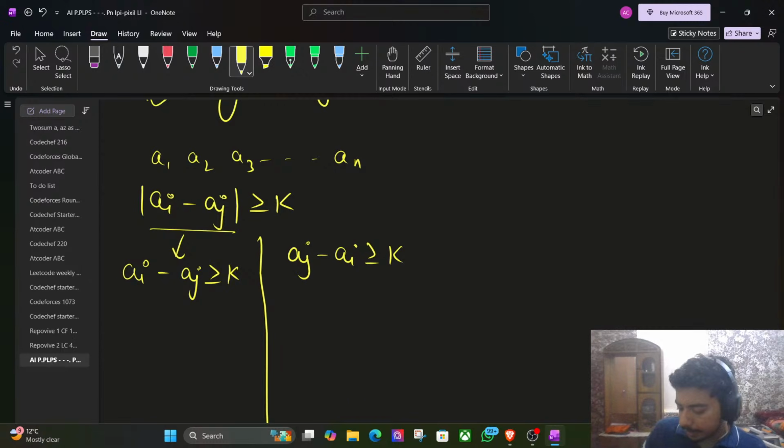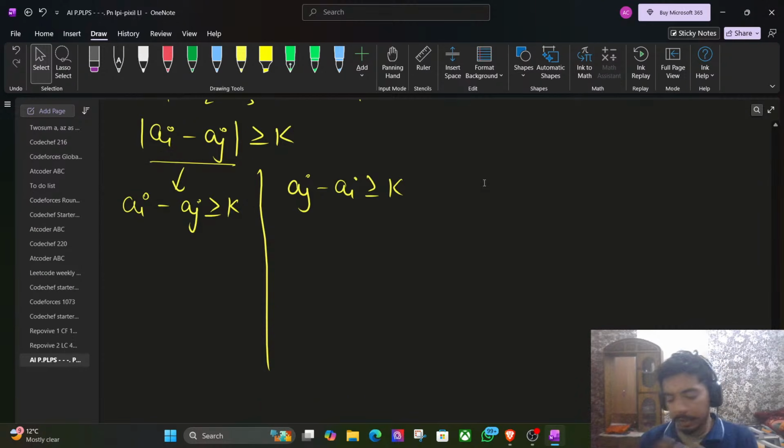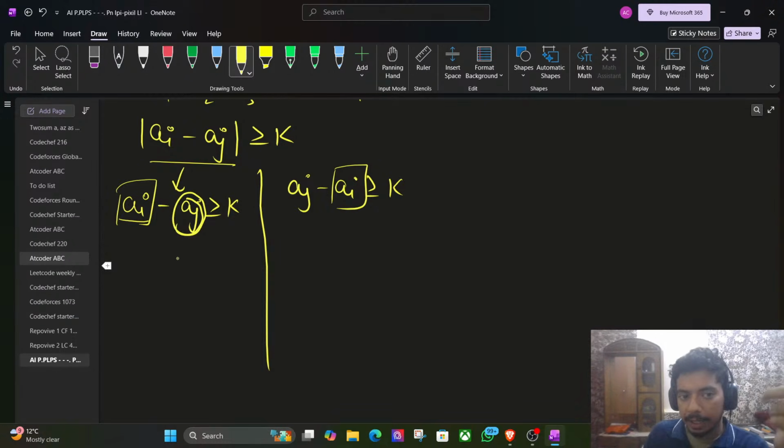So I can write it like this. Now, we cannot iterate for all i and j. It will give us TLE. So what I can do is iterate over one thing, that is ai. Okay, I am iterating over ai. So this particular thing, aj, is currently something which is not known to me.